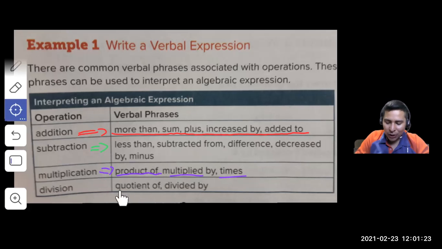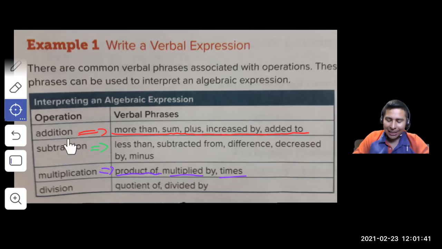And the last one, division. How do we say division? We only have two ways to say that. Quotient of, and divide by. Correct. Division is quotient of, el cociente de, divided by. That's the only two ways that I know that we can use for division.